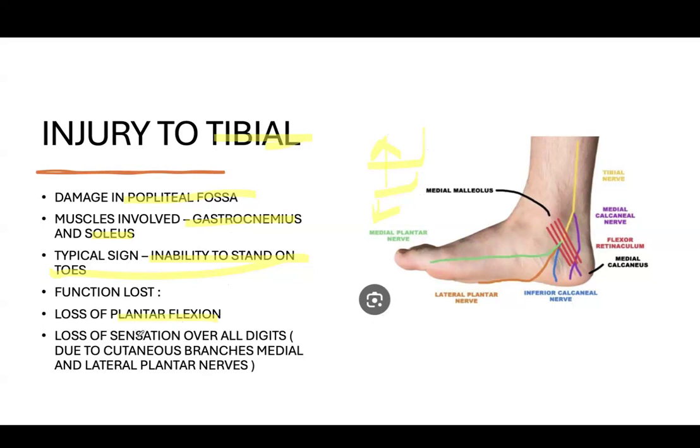You would also have loss of sensation over all the digits, and by digits, I mean your big toe and your other little toes. The reason for this is because the tibial nerve gives you two cutaneous branches called the lateral plantar nerve and the medial plantar nerve. These are both branches of the tibial nerve, and they supply the digits with sensory supply. So if the tibial nerve is damaged, these distal superficial cutaneous branches will be damaged as well. So you have loss of sensation over the digits, only this part. You would not have any loss of sensation over here.